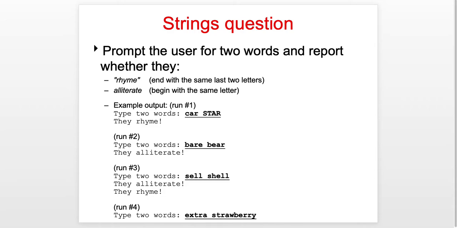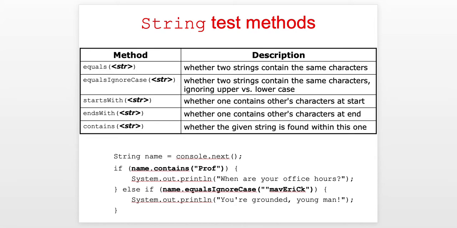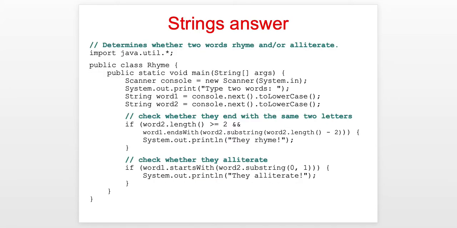So here's a question for you. How can we make a program to prompt for two words and then report whether they rhyme or alliterate? It could be one, the other, none, or both, right? So our definition of rhyme is that they end with the same last two letters, and the definition for alliterate is that they begin with the same letter. So we can just use some of our string test methods to do this. So let's go look at this, right?